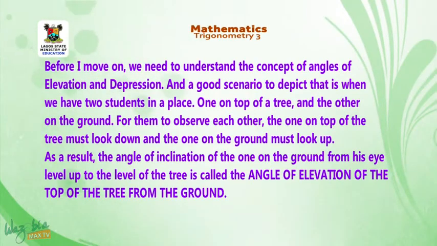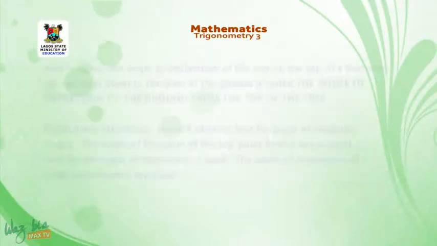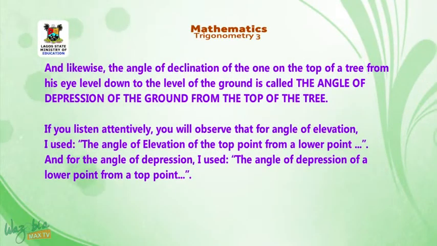As a result, the angle of inclination of the one on the ground from its eye level up to the level of the tree is called the angle of elevation of the top of the tree from the ground. And likewise, the angle of declination of the one on top of a tree from its eye level down to the level of the ground is called the angle of depression of the ground from the top of the tree.